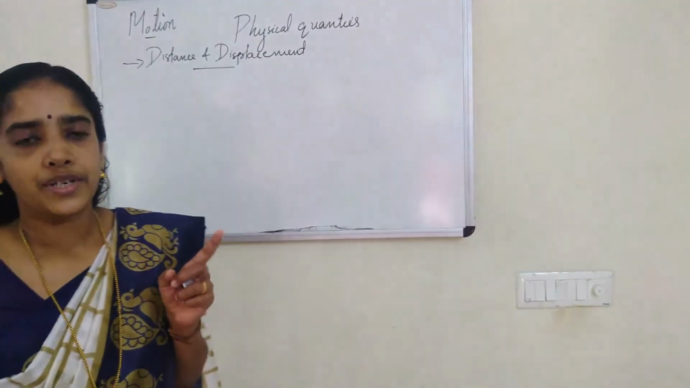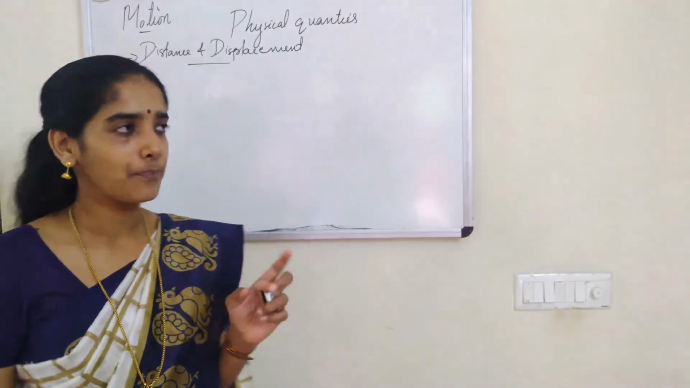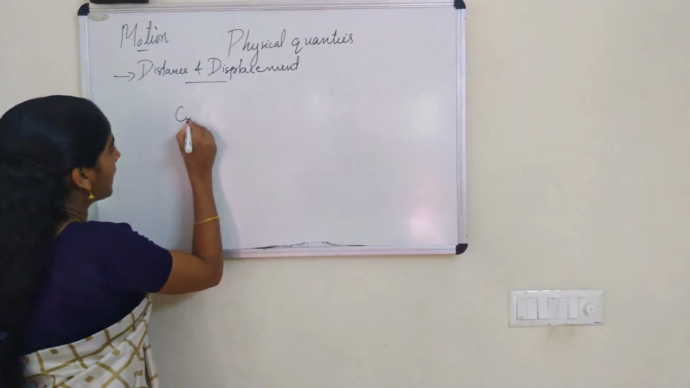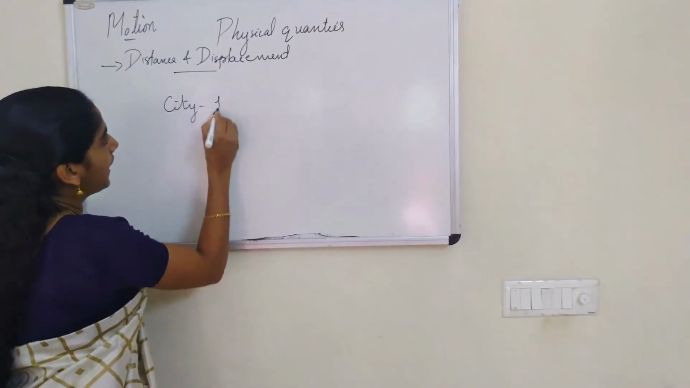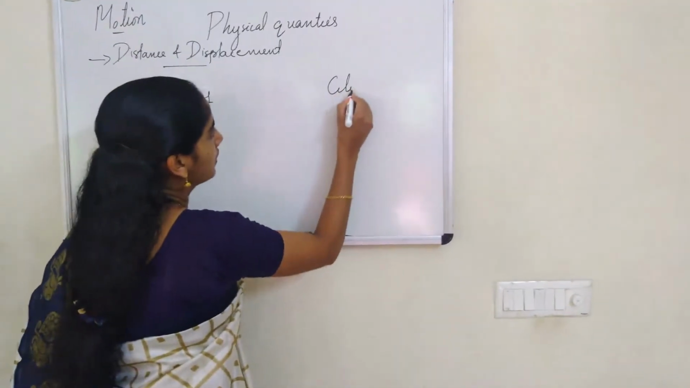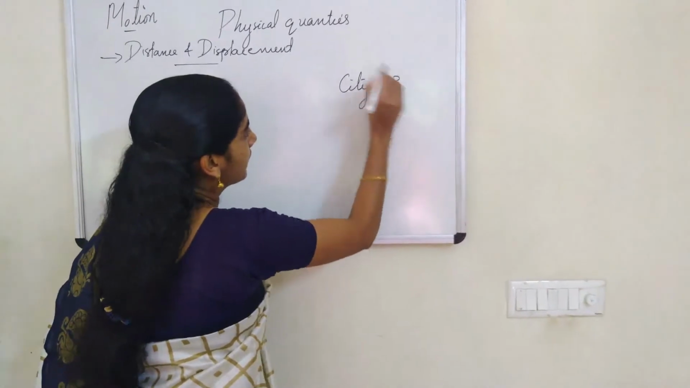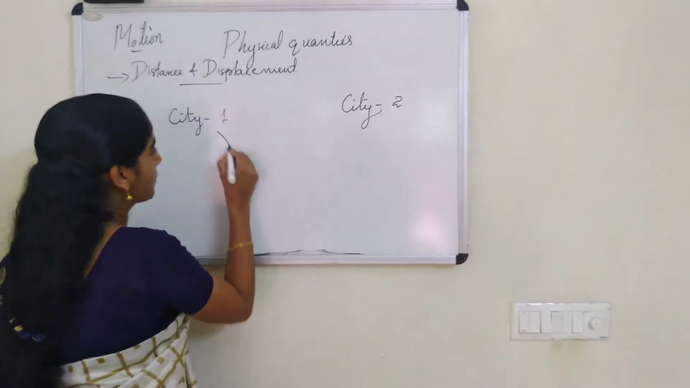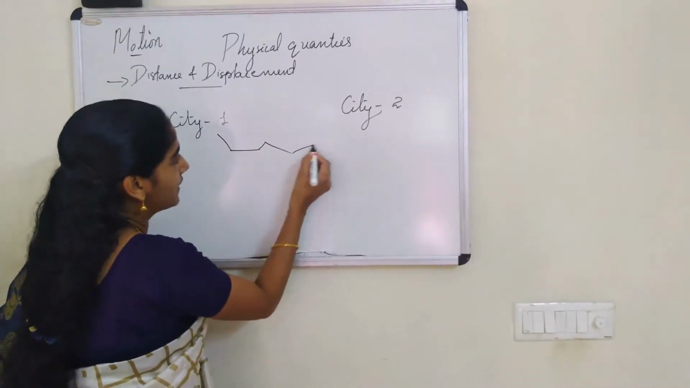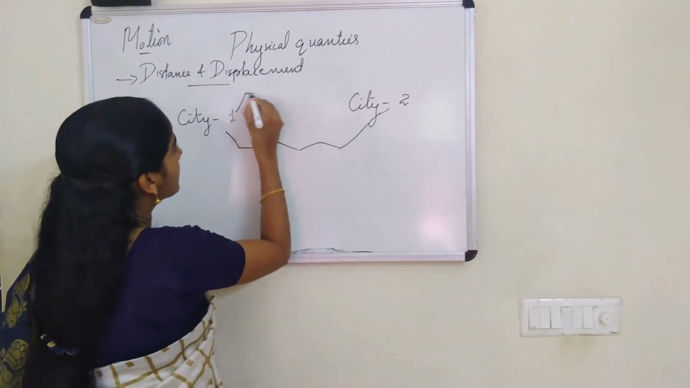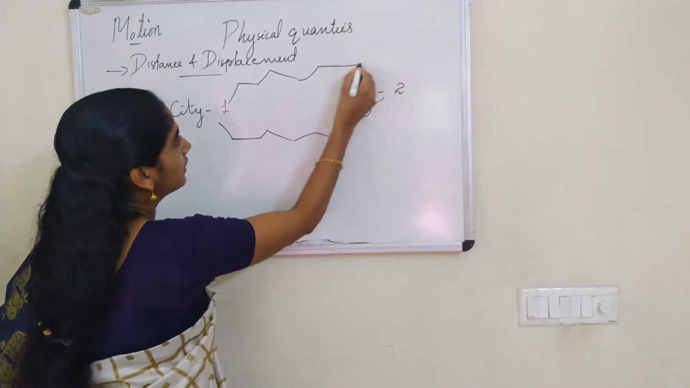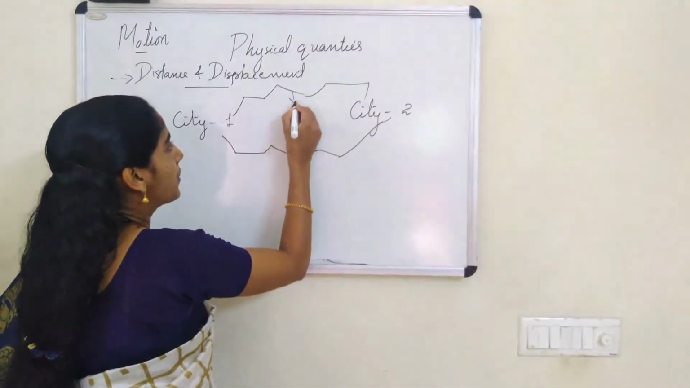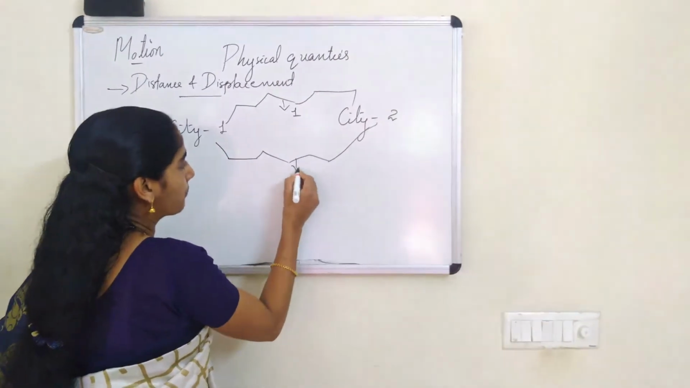So to understand this quantity, let us take a life situation. So let us take the case of two cities. Okay. So let me name it as city 1 and city 2. Imagine there are two roads connecting these two cities. So let me draw the roads like this. Okay, just a random shape I give here. Okay, there are two roads. So let me name it as road 1 and road 2.